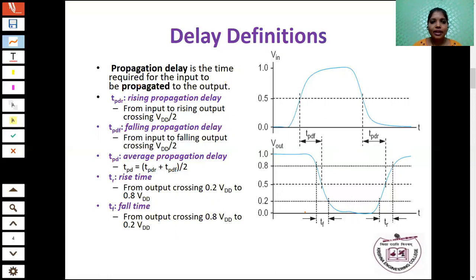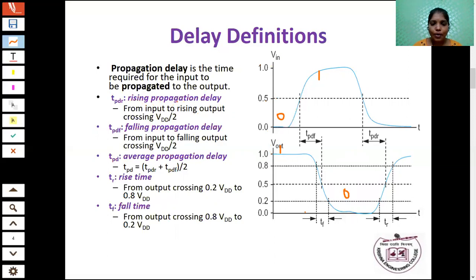There are different definitions for the delay. The first one is TPDR, that is the rising propagation delay. We are going to measure this rising propagation delay with respect to input and output. Here Vin is the input of the gate and Vout is the output. We know that a CMOS inverter acts as a NOT gate. When your input is 0, the output is maximum, that is 1. When your input is maximum, the output is 0, that is the minimum value.